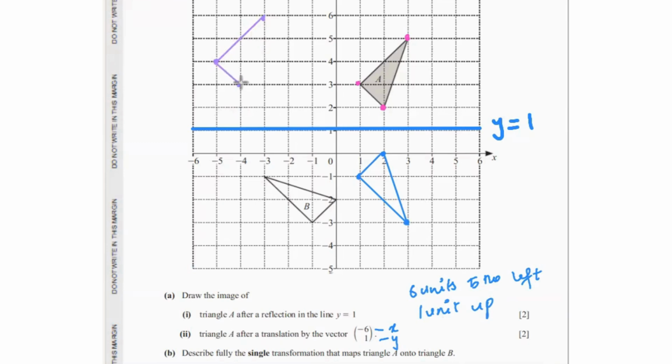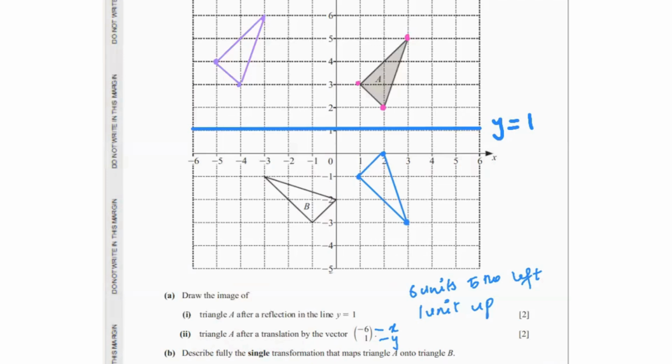This is your translation. Now, as you can see in both the reflection and the translation, the shape of the object did not change. Why? Because we're not enlarging it. So the shape will remain the same.